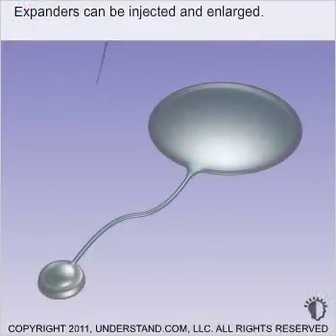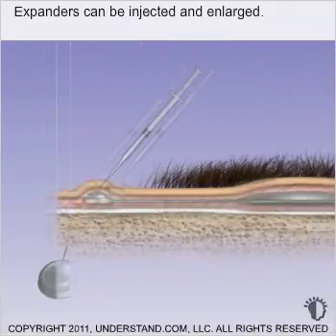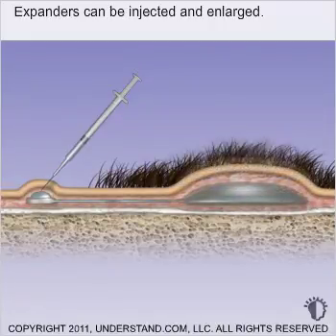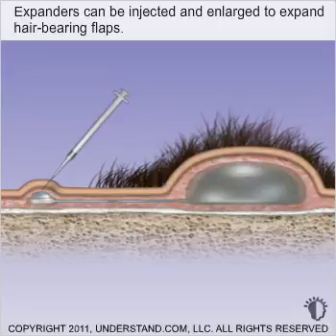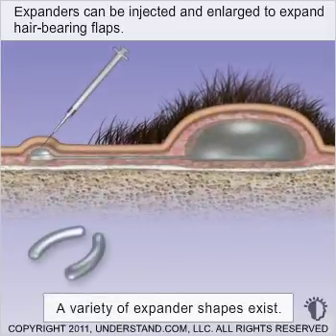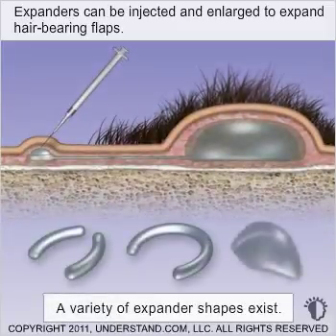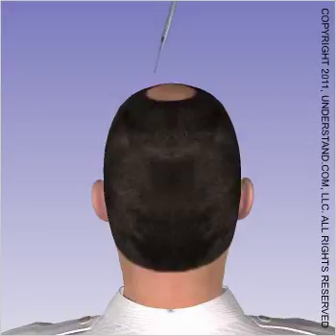Expanders are silicone balloon-type devices that can be injected with saline solution and gradually enlarged over a period of weeks. The skin's natural elastic properties allow it to expand while new cells grow, permanently increasing the surface area and blood flow to the hair-bearing flaps that will be used to cover the area of bald scalp that will be removed. A variety of expander shapes allow for scalp flaps to be expanded for various scalp defects and are tailored to meet individual patient needs.